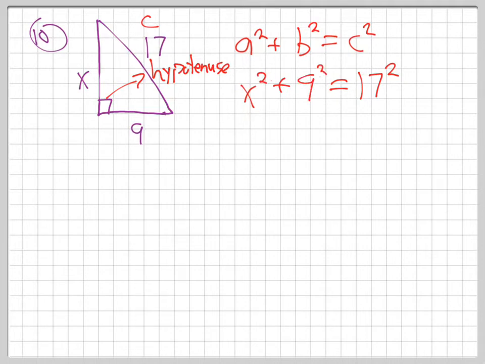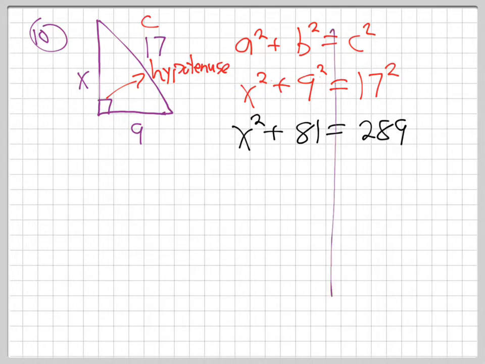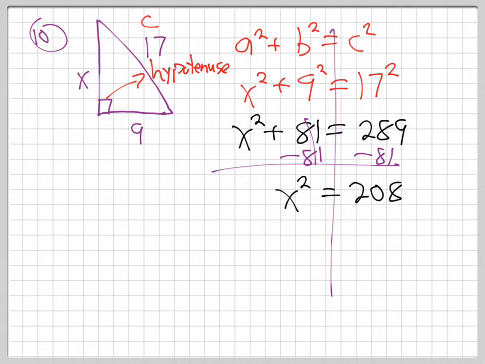Okay, let's crank it. X squared plus 9 squared, 81, equals 17 squared. Is it like 289 or something? Yeah, there's 289. Okay, use your calculator there. So how do we solve for x? X is saying, I want to be alone. What do we do first? Subtract that 81, right? Get rid of that 81. And that's going to be 208.